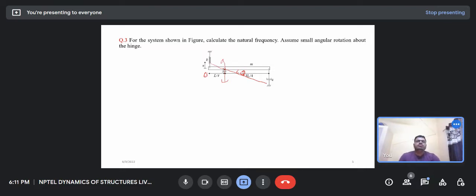Last time I showed you some calculations of how we calculate the mass inertia of any bar. We also calculated about the end of the bar or at some other point. So if you are able to calculate the mass inertia of the bar about the hinge, can anyone give me the answer you have got?